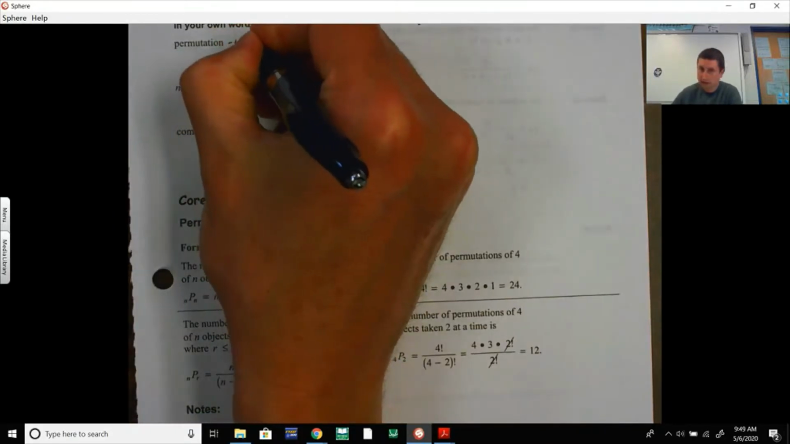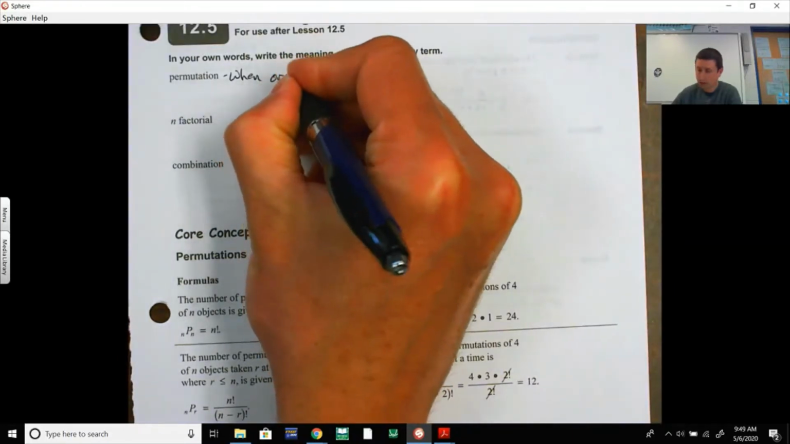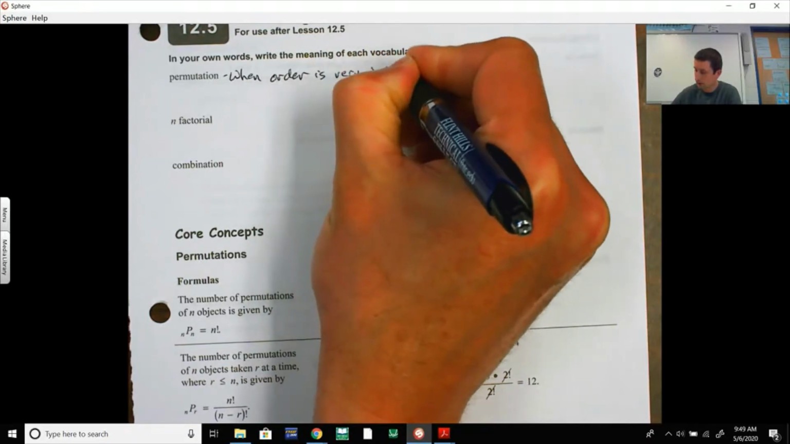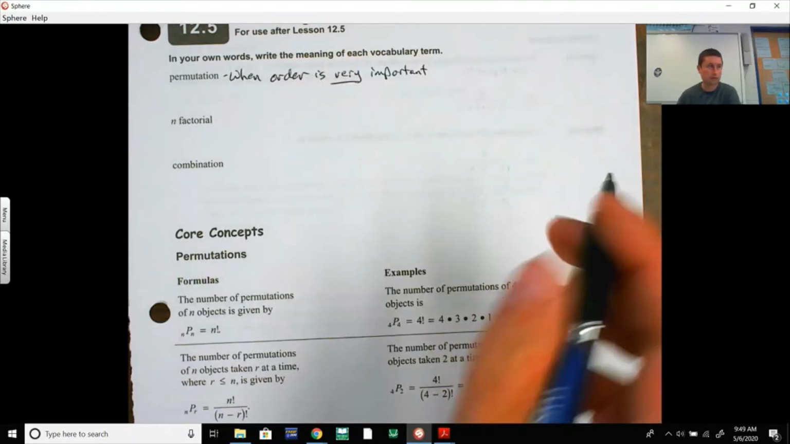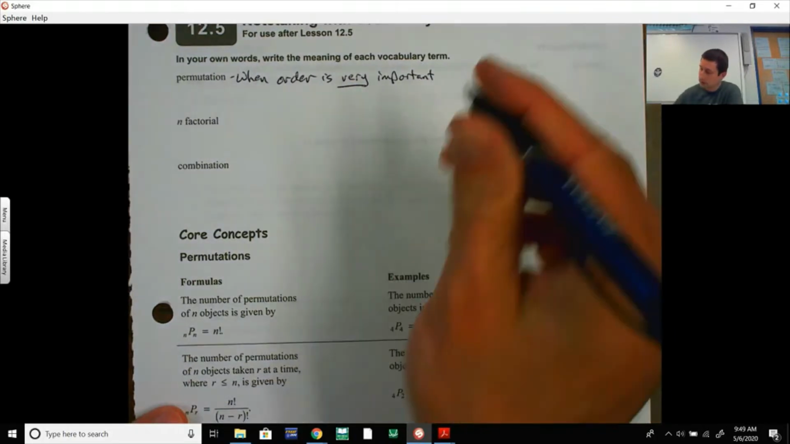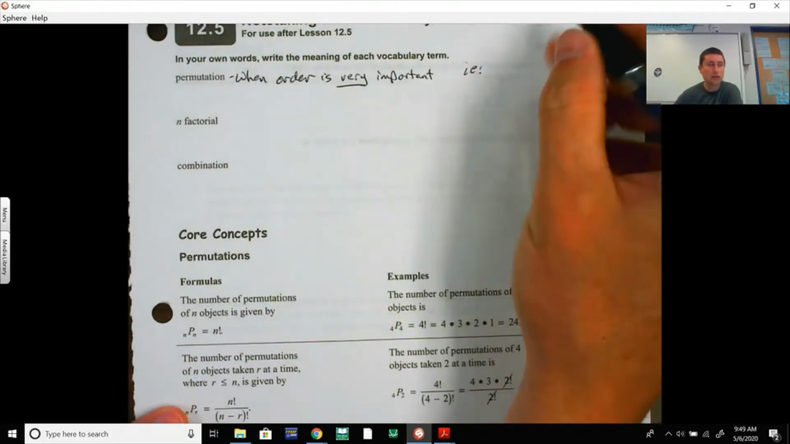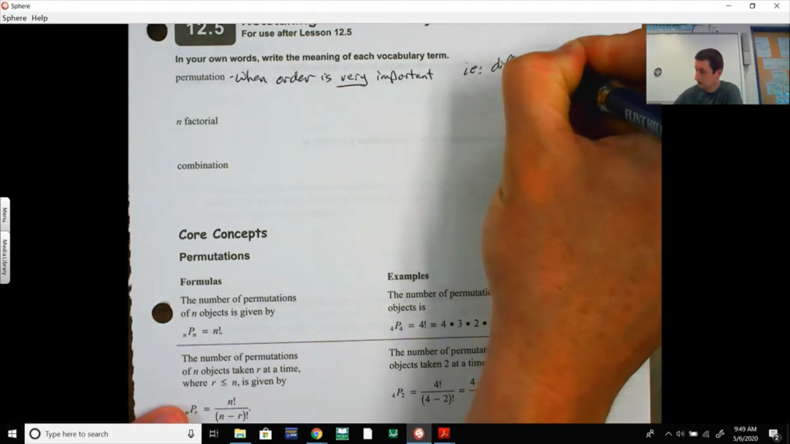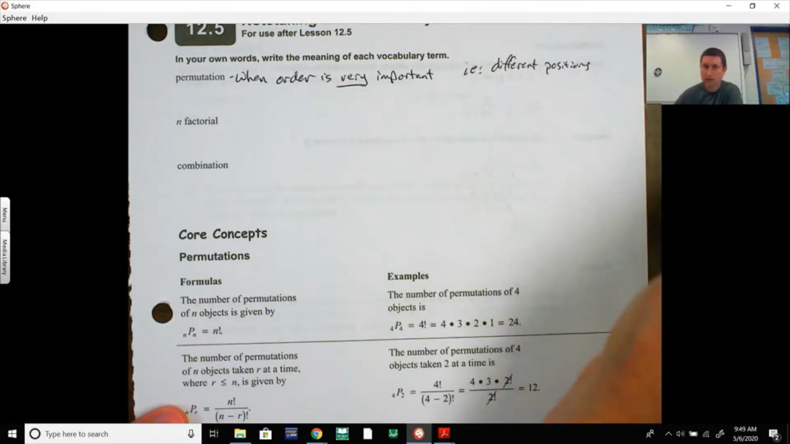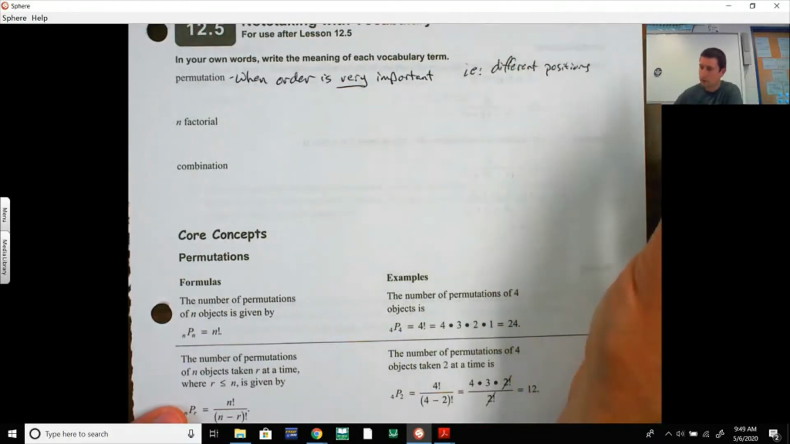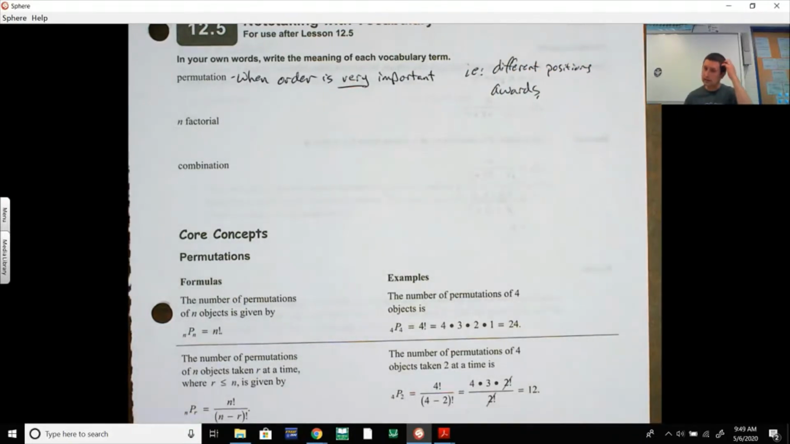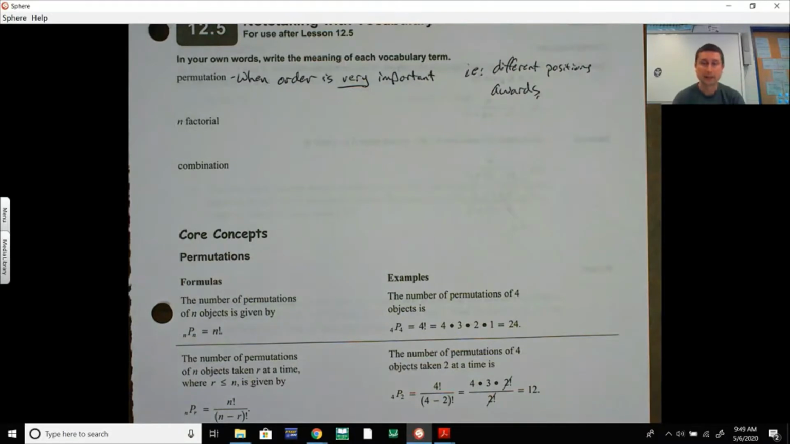This is when order is very important. When order is very important. Okay, you're going to do permutation. So an example of that would be if you have different positions for something. Okay, like if you're picking for awards. So if the first person chosen gets a new car, a second person gets a donut. Okay, the order in which you're picked does matter.